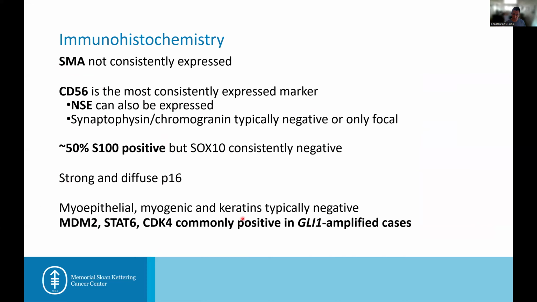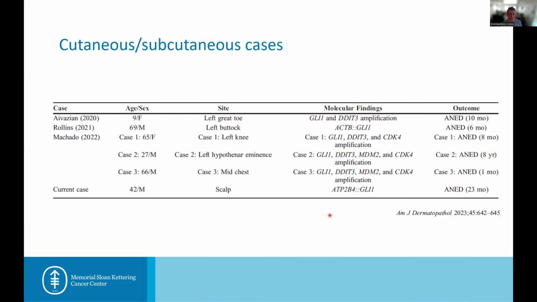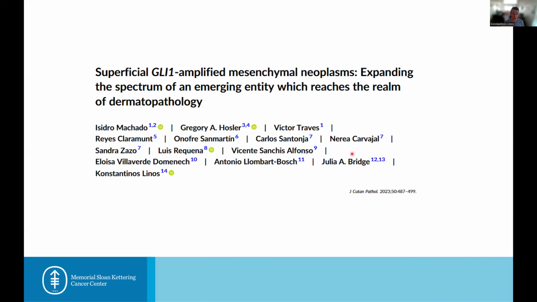myoepithelial, myogenic, or keratin markers are typically negative, but in the GLI1 amplified cases, MDM2, STAT6, and CDK4 are commonly positive, similar to the case I showed you. And there are some cases that are being reported in the skin. And we actually had 3 cases that we reported recently.